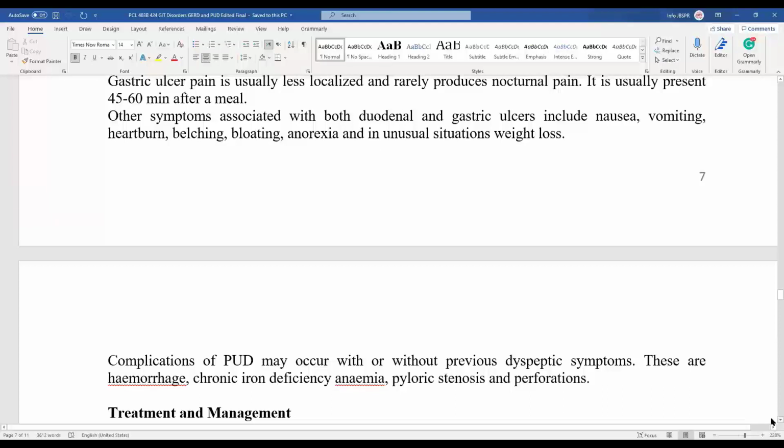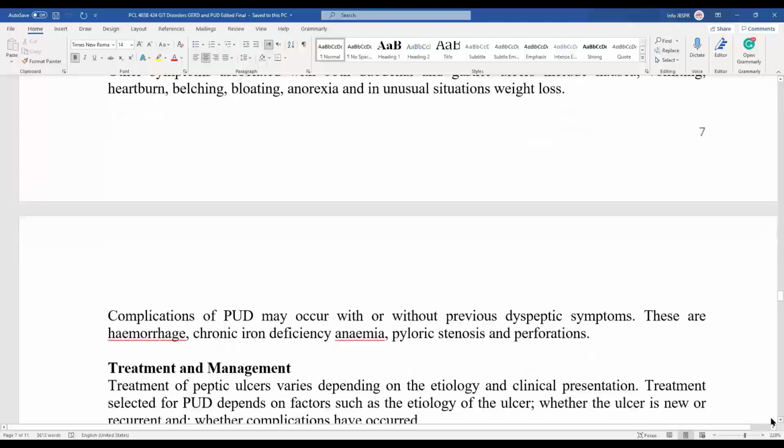There are some complications that can happen with peptic ulcer disease, like hemorrhage, and then there could be iron deficiency anemia due to hemorrhage, and of course there could be perforation in some people.